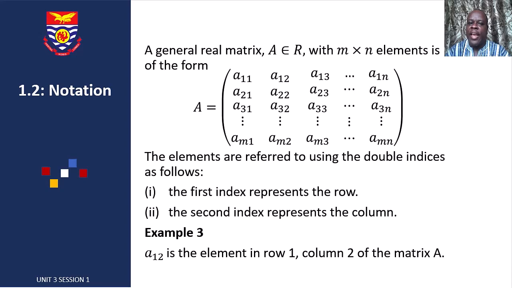If you take A54, it means that the element is in row 5, column 4. So an example, A12, that means that you have the element in row 1, column 2 of matrix A.